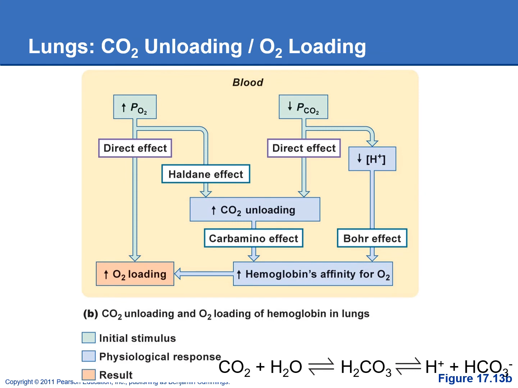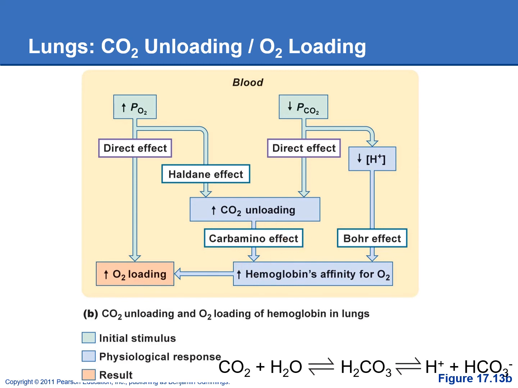And then in the lungs, just the opposite happens. So in the lungs, the partial pressure of carbon dioxide is low. And with carbon dioxide levels low, that will increase the carbon dioxide unloading from the hemoglobin, which now with the carbon dioxide gone, hemoglobin can bind to the oxygen better, and that'll increase oxygen loading. So that's the carbamino effect.